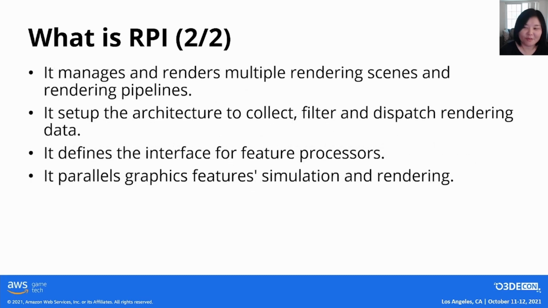Here is something more about RPI. RPI manages and renders multiple rendering scenes and rendering pipelines. I will talk about it more in the next section. It sets up the architecture to collect, filter, and dispatch rendering data. It defines the interface for feature processors. This is the main way to connect a graphics feature with the RPI system. It parallelizes a graphics feature's simulation and rendering.